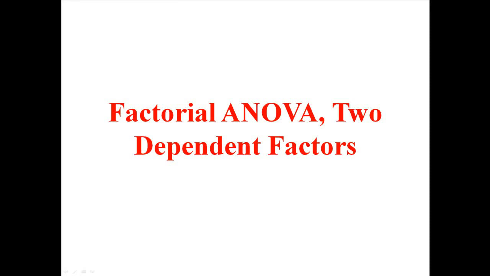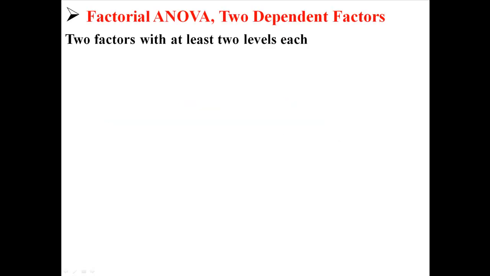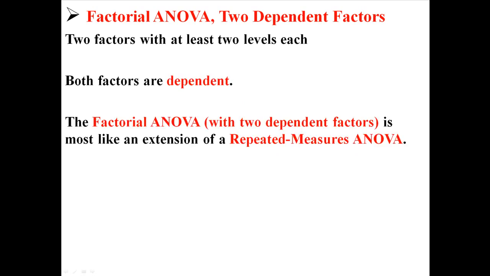In this lecture, we're going to do one of the more time-consuming factorial ANOVAs, which is one that has two dependent factors. So in this ANOVA, there are two factors with at least two levels each, and both factors are dependent. So the factorial ANOVA with two dependent factors is kind of like an extension of a repeated measures ANOVA, except now instead of just dealing with one independent variable, you're dealing with two independent variables.